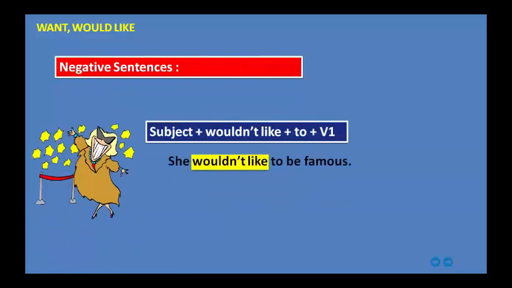Let's look at the negative sentences. If you want to make a negative sentence, we use wouldn't like. She wouldn't like to be famous.